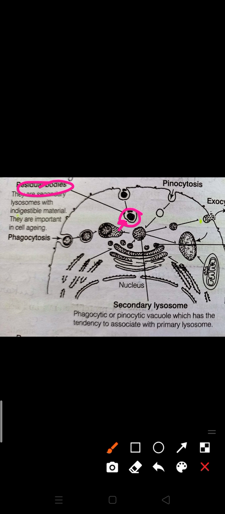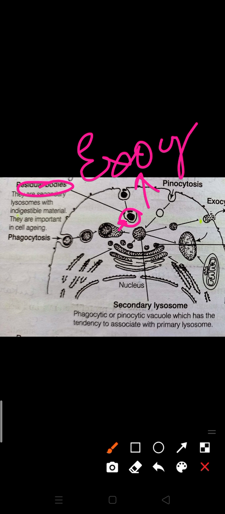Clear? And how is this undigested material pinched off from the cell body? It is by a process which is known as exocytosis. One side we learned what phagocytosis is, and on the other side, if residual bodies pinch off the unnecessary material from inside the cell, this is known as exocytosis. So it is about the pinching off of undigested food from the cell. This is known as exocytosis.